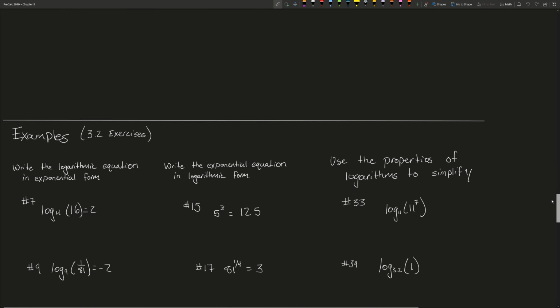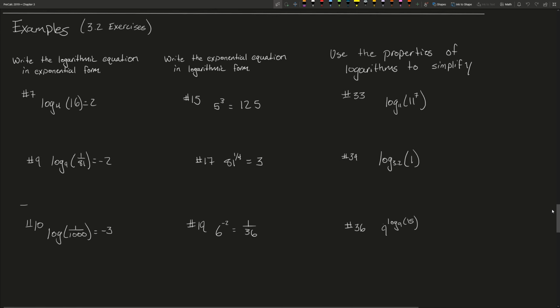So a couple of things to review. And all of these examples that we're going to go over are exercises from 3.2. So the first set that I would like to take a look at are directions that say write the logarithmic equation in exponential form. So number 7 says log base 4 of 16 is equal to 2, and we need to rewrite that in exponential form. We can do that by taking 4 to the power of 2, which is equal to 16.